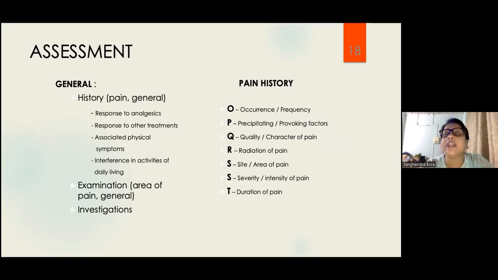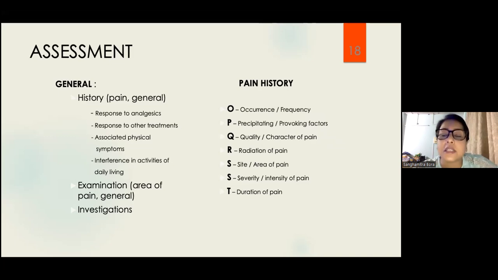And how is the quality or character of the pain? We'll discuss the quality in the next slide. Then radiation of pain. Radiation of the pain means, suppose the pain is in the back, does it radiate to the lower half of the body, to the lower limbs?